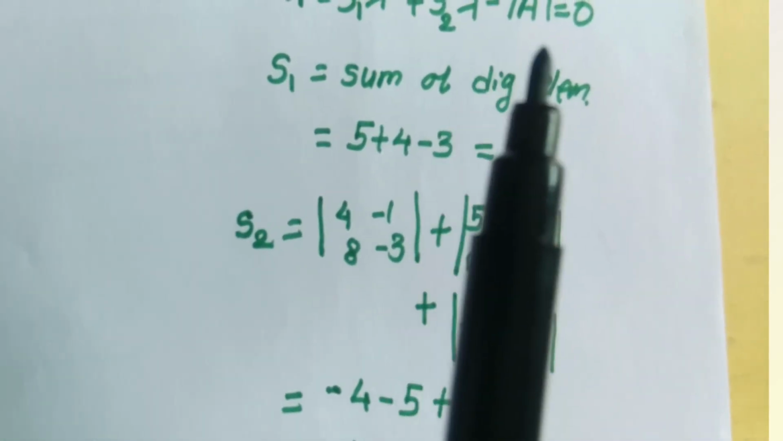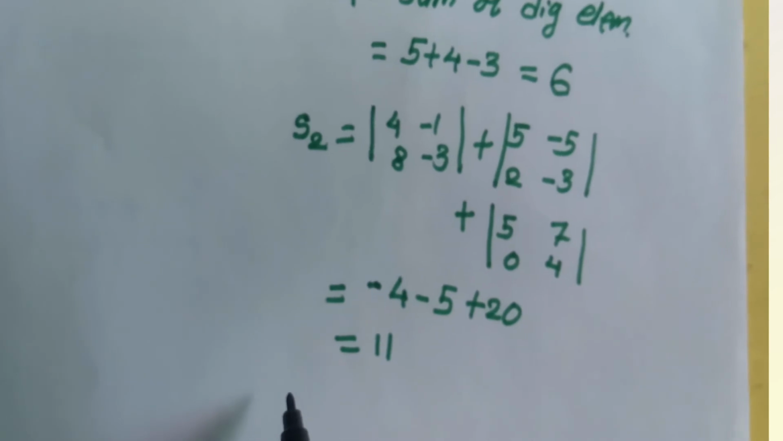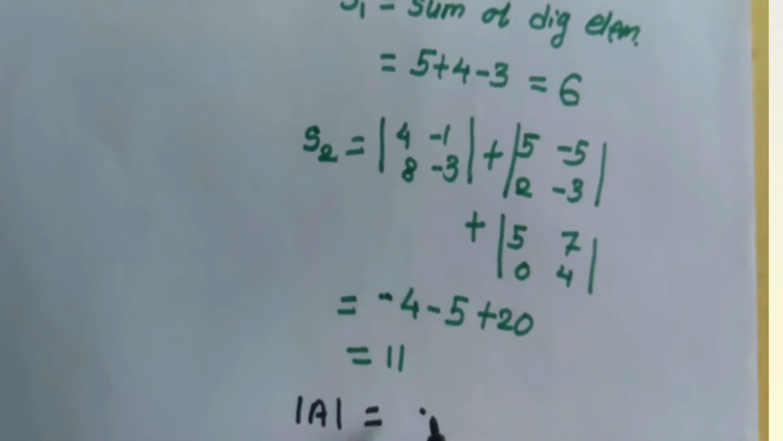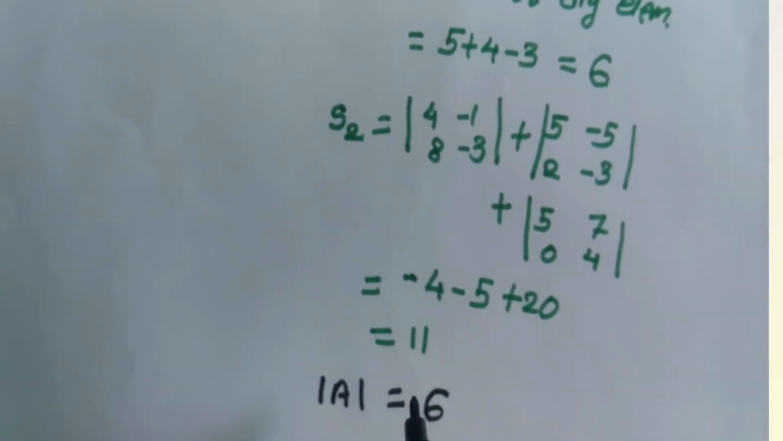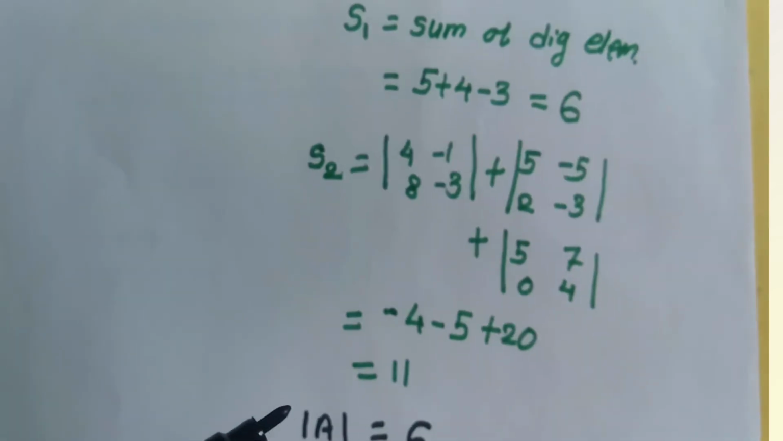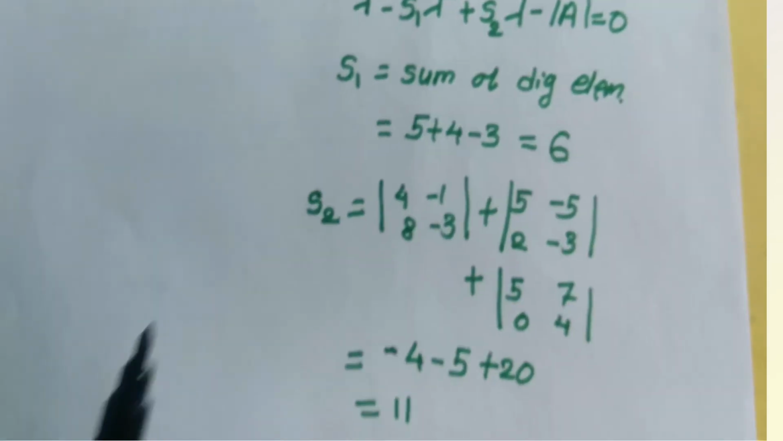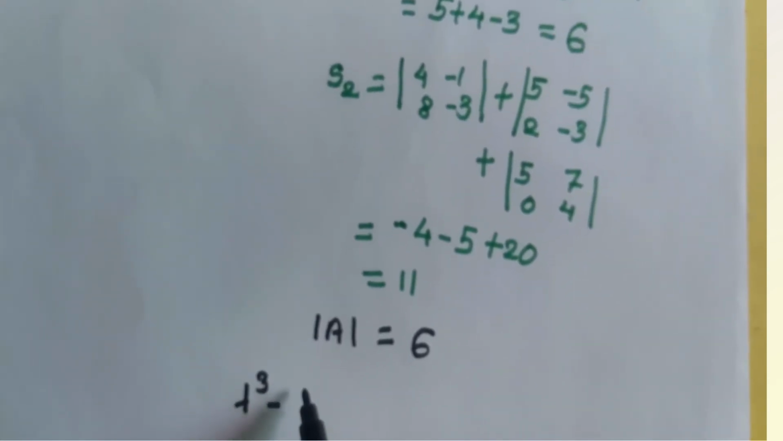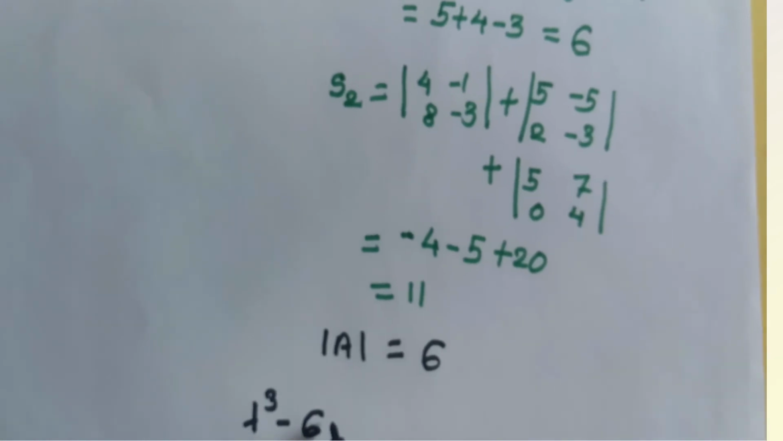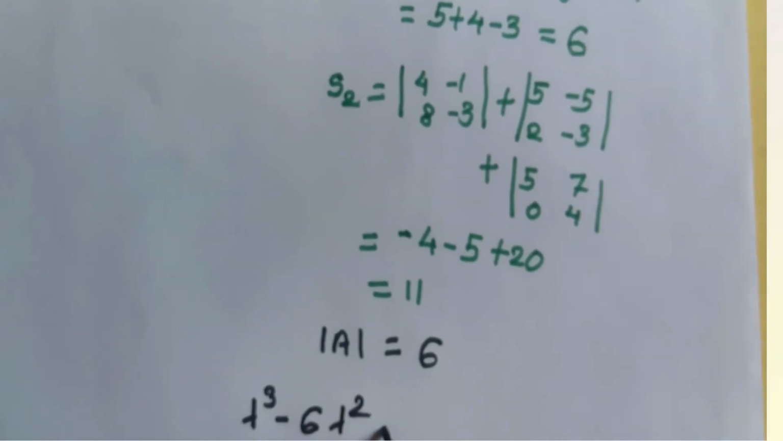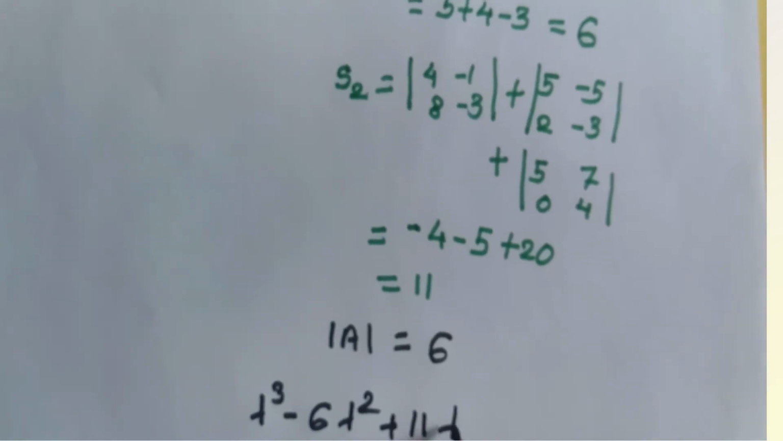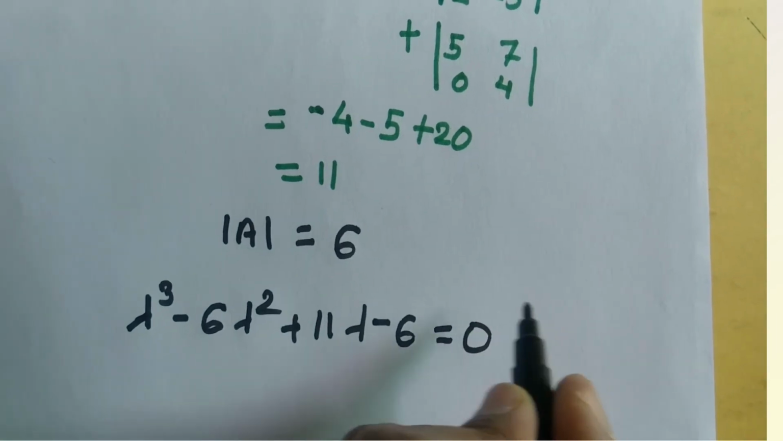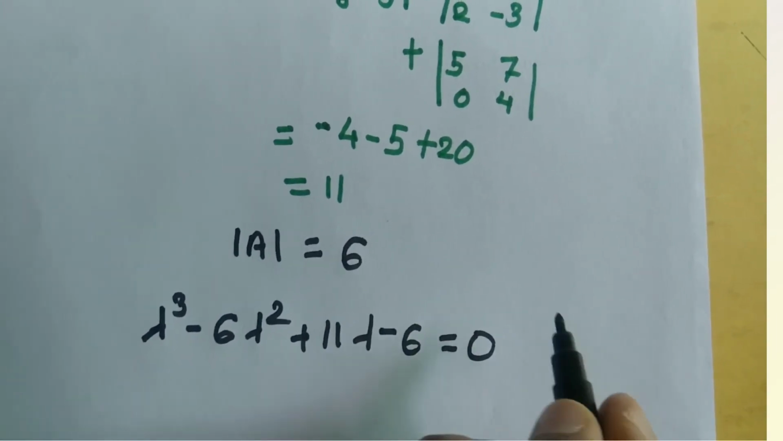Next is the determinant of A. We know how to find the determinant of A. Try it yourself; you get the determinant of A equal to minus 6. Now put the values of S1, S2 and determinant of A in this equation. We get lambda cube minus 6 lambda square, then S2 is 11, so plus 11 lambda, then minus the determinant of A, that is minus 6, equals 0. This is the required characteristic equation for the given matrix A.